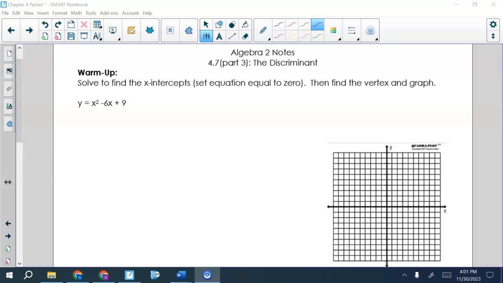Algebra 2 Notes 4.7 Part 3, the discriminant. Go ahead and get started on the warm-up on page 38.